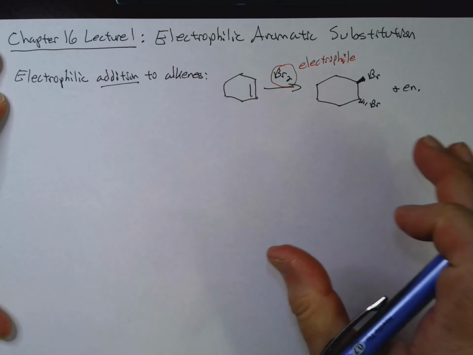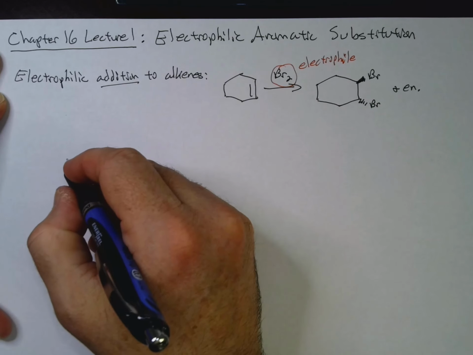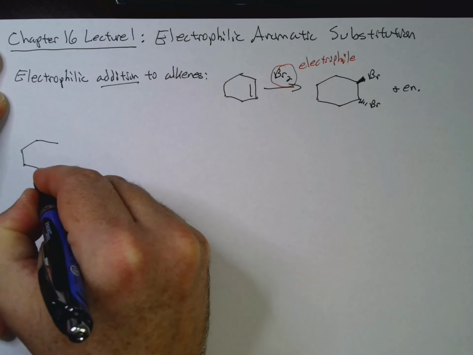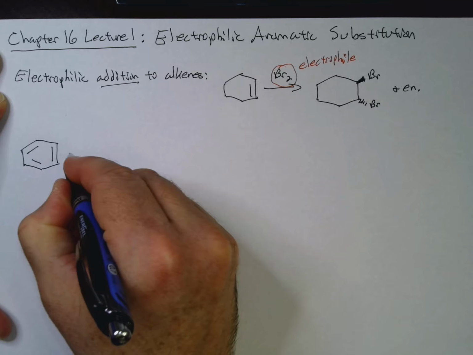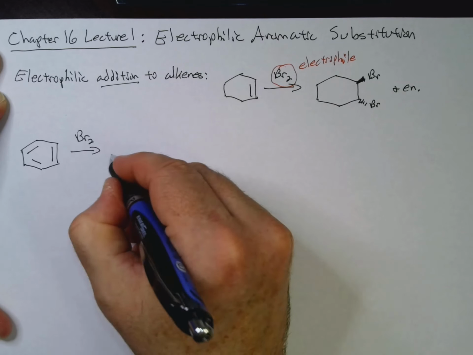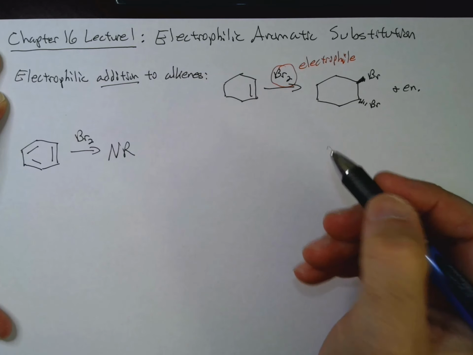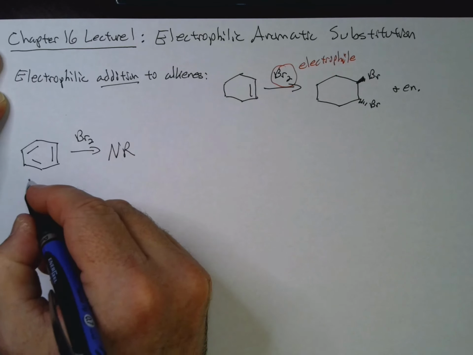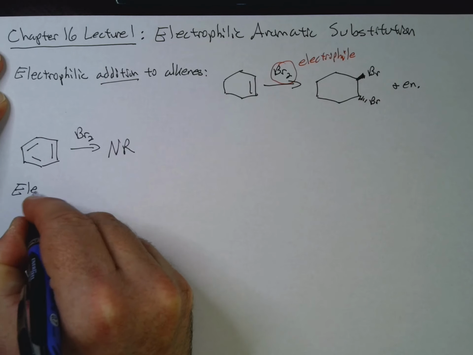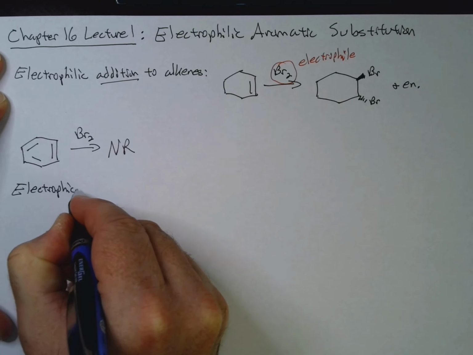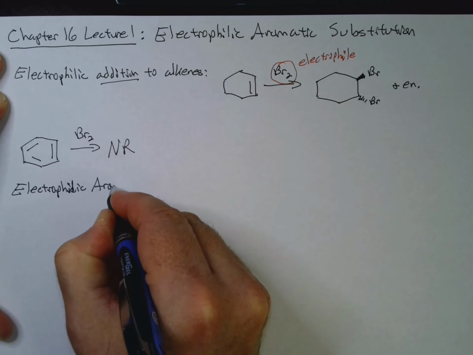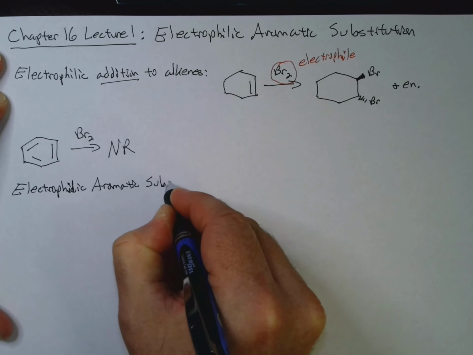Now, I also mentioned, I think it was in the first chapter 15 lecture video, that if we try this reaction with benzene, we get no reaction. So instead, we end up with an electrophilic aromatic substitution.